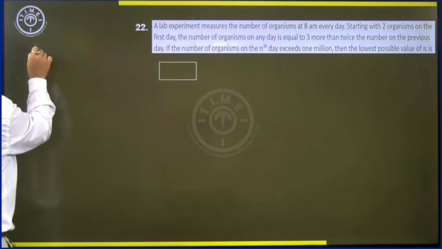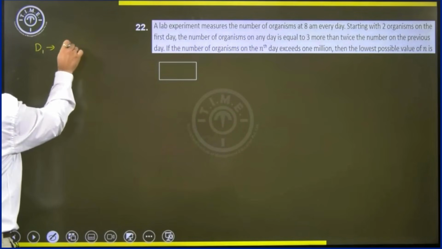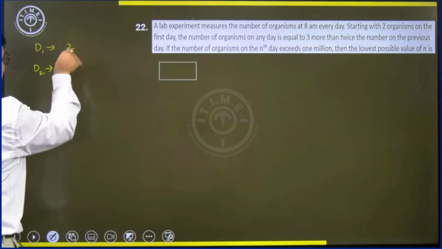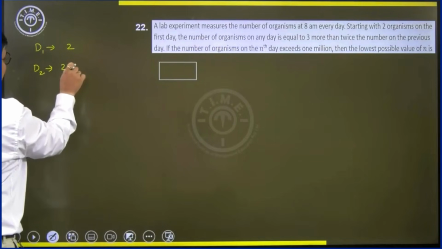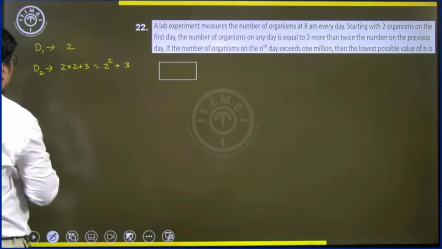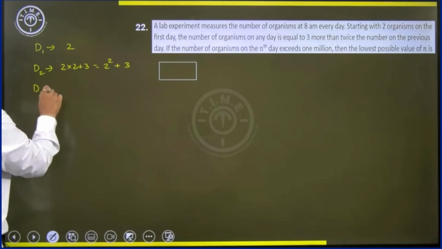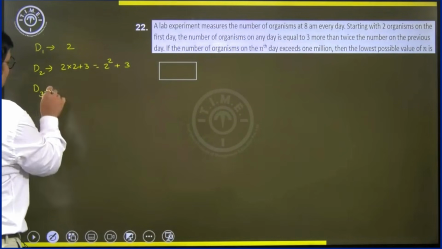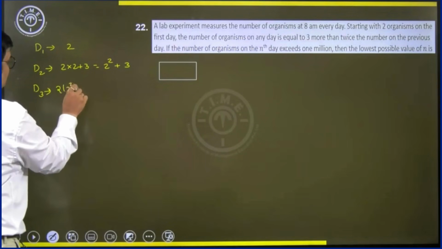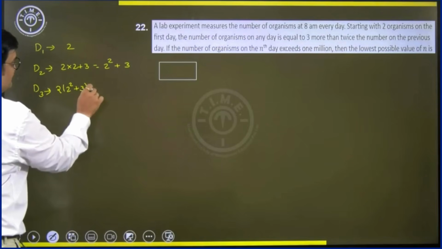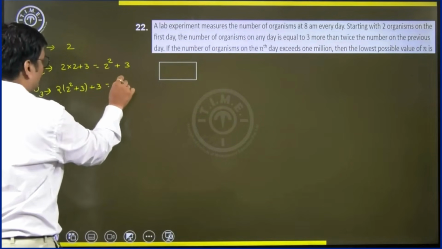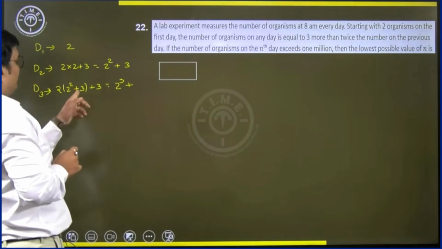Let's write down what we know. On day 1, there were only 2 organisms. Day 2, the change is as follows. Whatever is there will become double and 3 will be added to it. So can we write it as 2 square plus 3. Day 3, which is nothing but 7 by the way. Day 3, whatever is there will be doubled and 3 more will be added to it. So when I simplify, this will be 2 into 2 square, 2 cube, plus 2 into 3 plus 3.